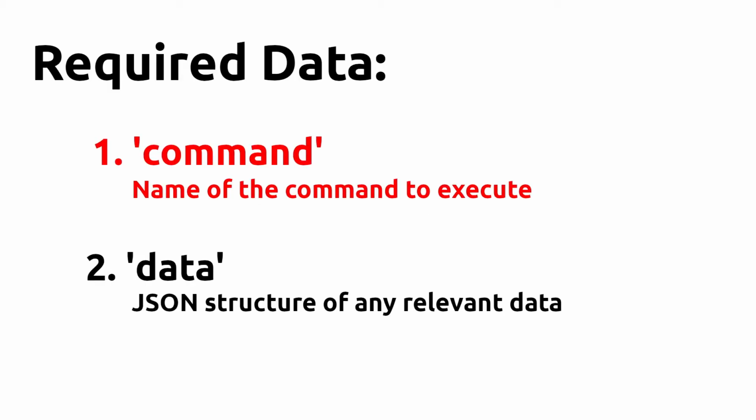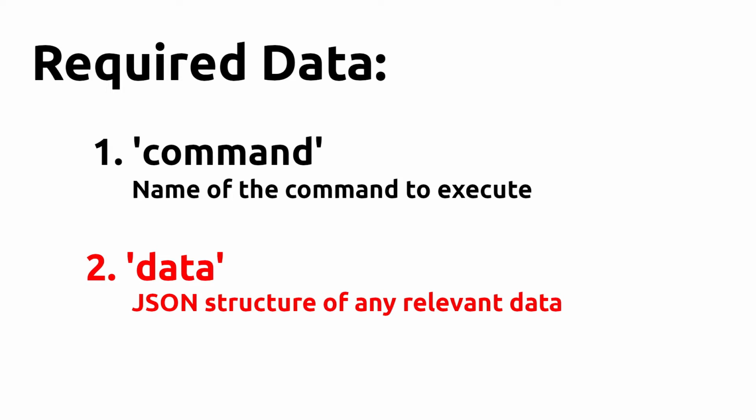Well, first, we need to be able to specify a command, such as sending a score or asking for scores. Let's call this piece of data command. This can just be a string which holds the name of the command we want our server to do. We also need to be able to specify some dynamic data. So when sending a score, we need to be able to send the username and the score itself.